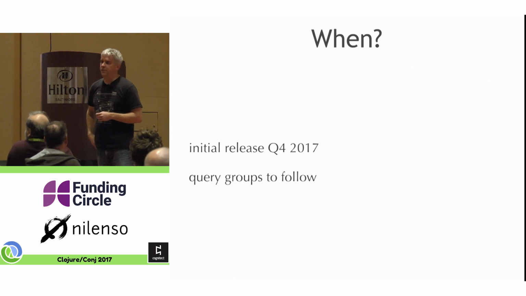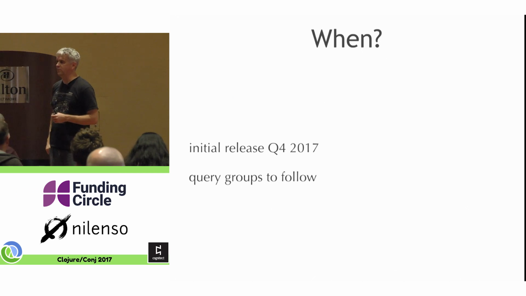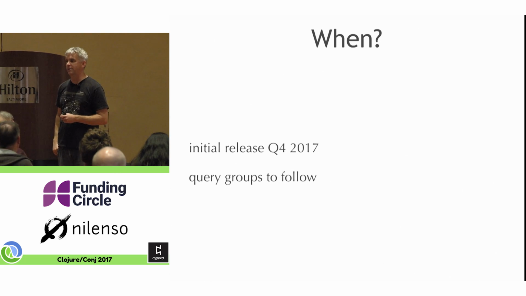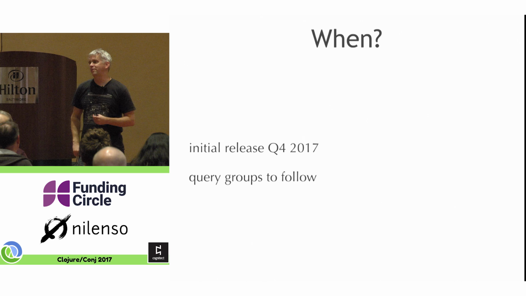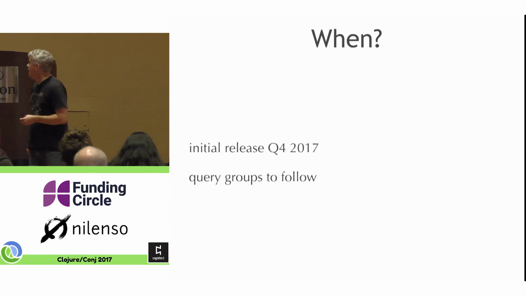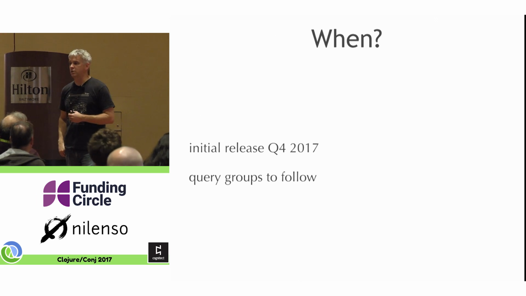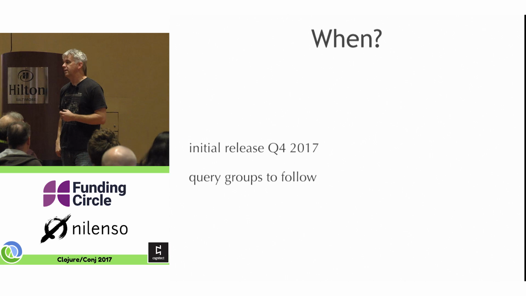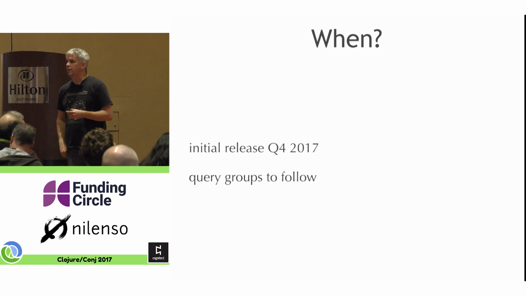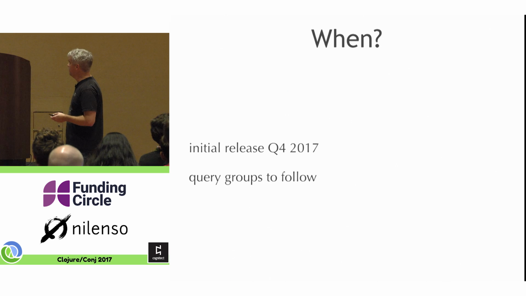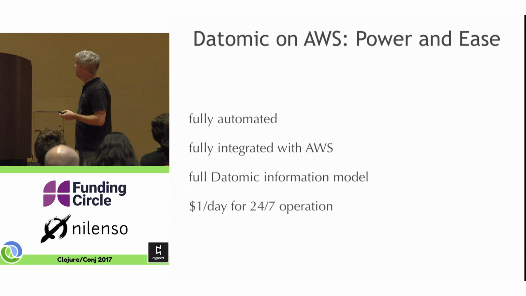So this is going to be released in Q4 2017, which means that right after here I need to run out and keep working on the final polish. And query groups will not be in the initial release. So the initial release will be the solo topology and the production topology, and then query groups will follow in short order. So this is kind of what the Datomic team has been up to for the last couple of years, among other things, and we're super excited about it.